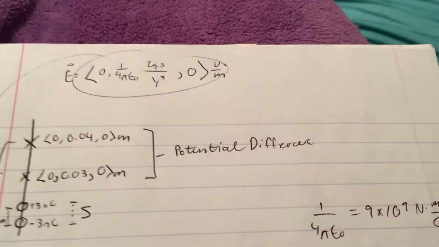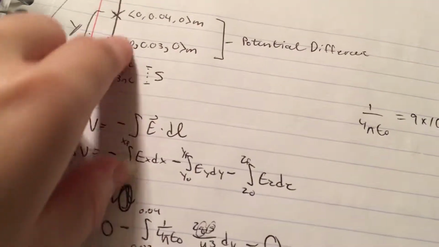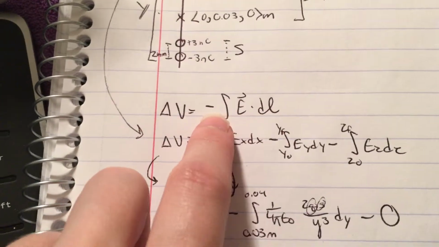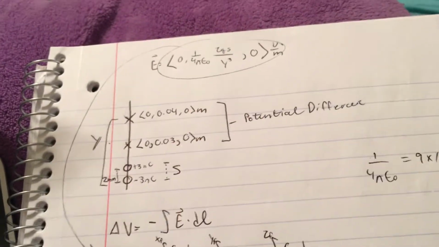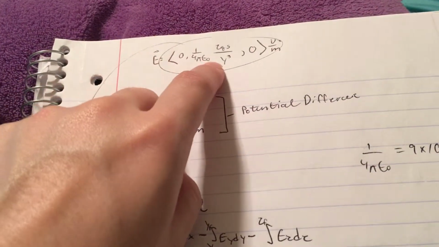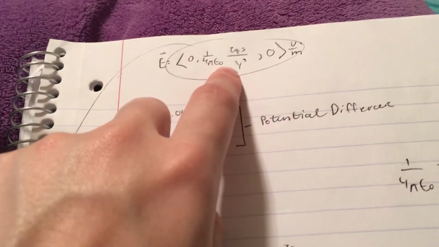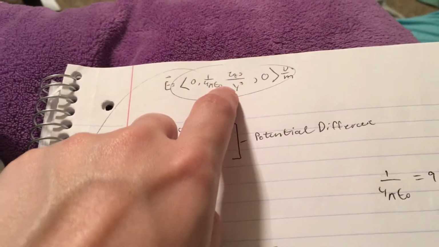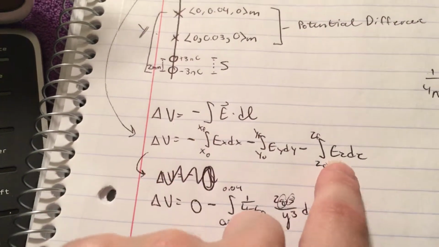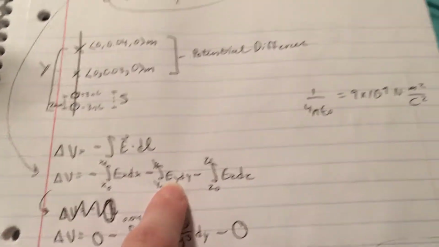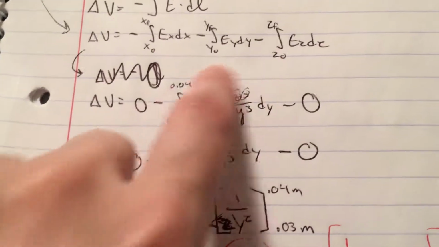So what I have done is, I have to basically find the potential difference. I know that the potential difference is equal to negative the integral of E dot dl. What I did is I broke it up into parts. Since it gave me the electric field at the y component, I just plugged it in here. I know this is 0, I know this is 0, and I know this is going to actually have a value. So I went ahead and put it in here, and so I have to integrate this.